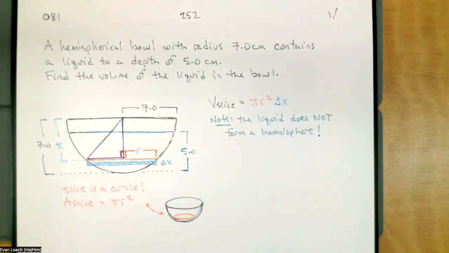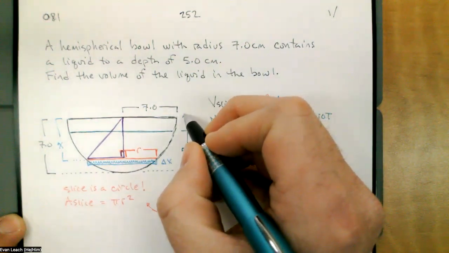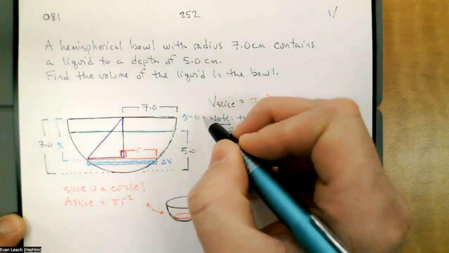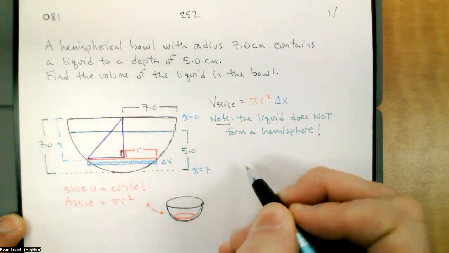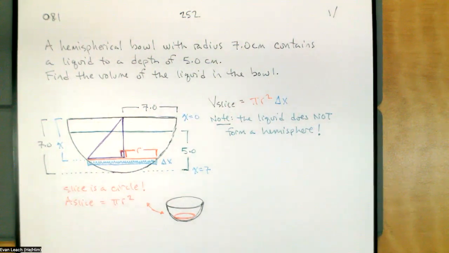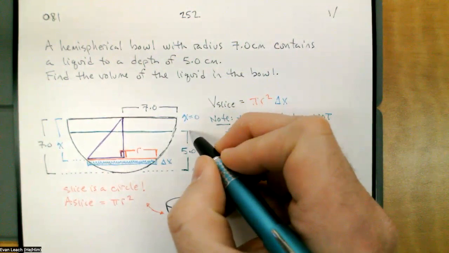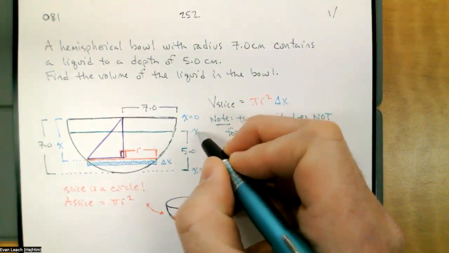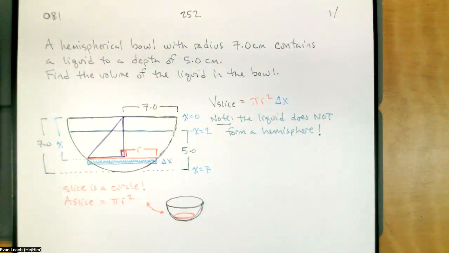Once we label a variable, we have decided where 0 is and which direction is positive. So our choice indicates that 0 is up at the top of the bowl. The bottom of the bowl will be at 7. And more importantly, since we're going to integrate where there's water or where there's liquid, the liquid doesn't start until 2. So the 5 centimeters of water are x equals 2 to x equals 7.